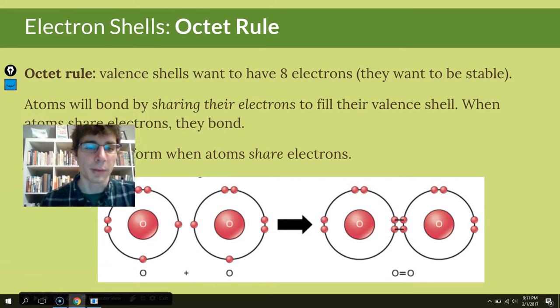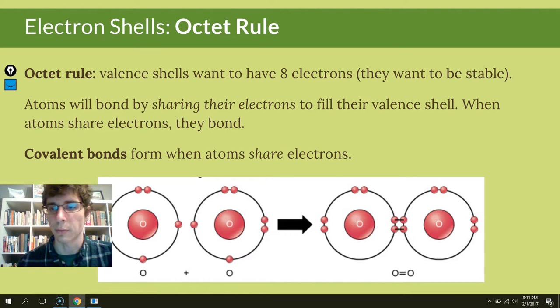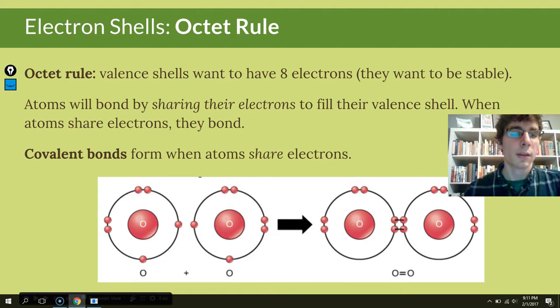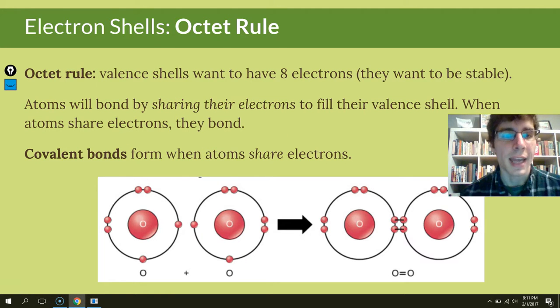Okay, so a little bit more about this octet rule. The octet rule says that valence shells all want to have 8 electrons. And atoms are going to bond by sharing their electrons to fill their valence shell. They can actually split time between electrons, essentially. So when atoms share electrons, we call that a bond. And there are different kinds of bonds. The first one we're going to talk about is called a covalent bond. And this is when atoms are sharing the electrons. The electrons are flying back and forth between 2 different atoms.